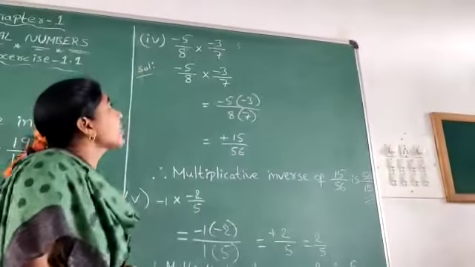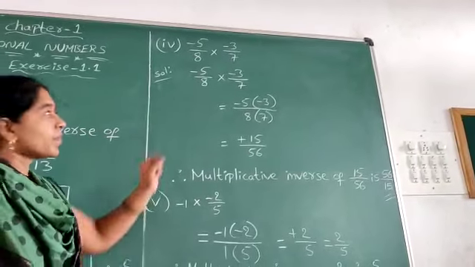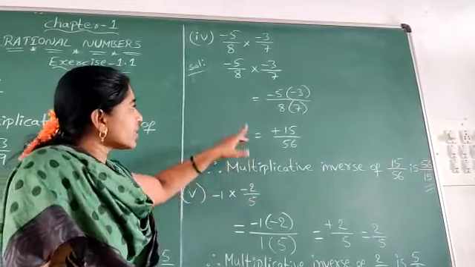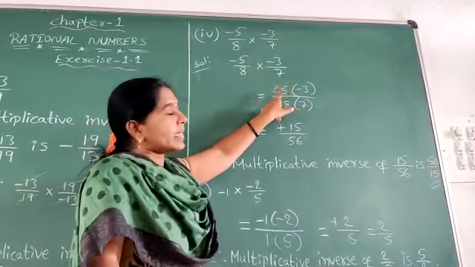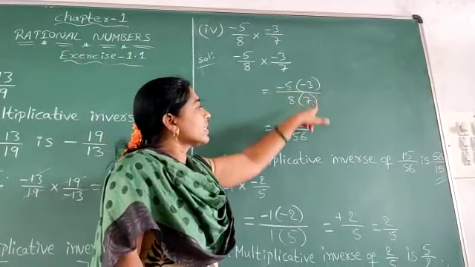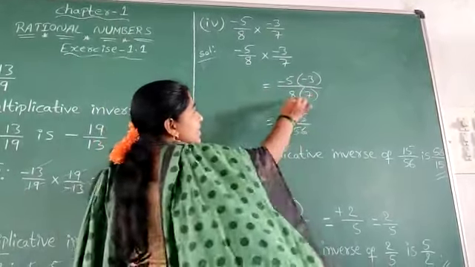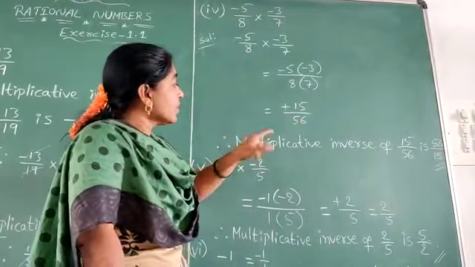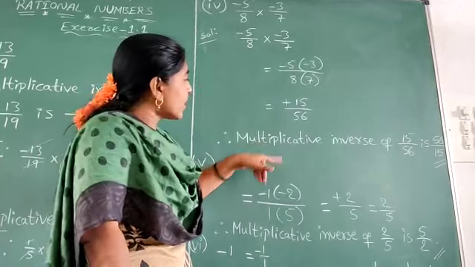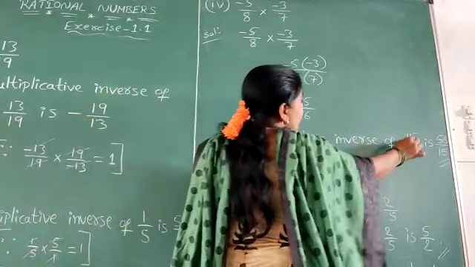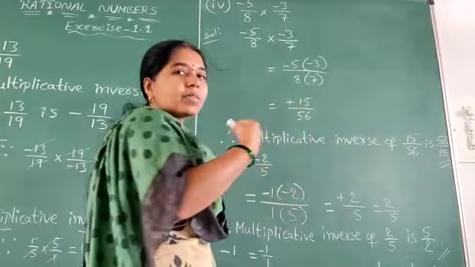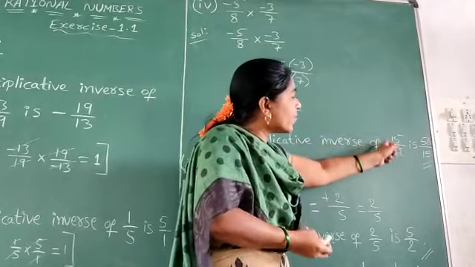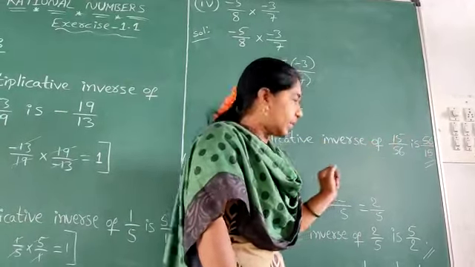Next one, minus 5 by 8 into minus 3 by 7. Rewrite the question. Let's simplify directly, don't go for multiplicative inverse. Minus 5 into minus 3, minus is plus, 5 3s are 15. And then 8 7s are 56. Now you got finally one rational number, so it will be easy to write. Multiplicative inverse of 15 by 56 is 56 by 15.